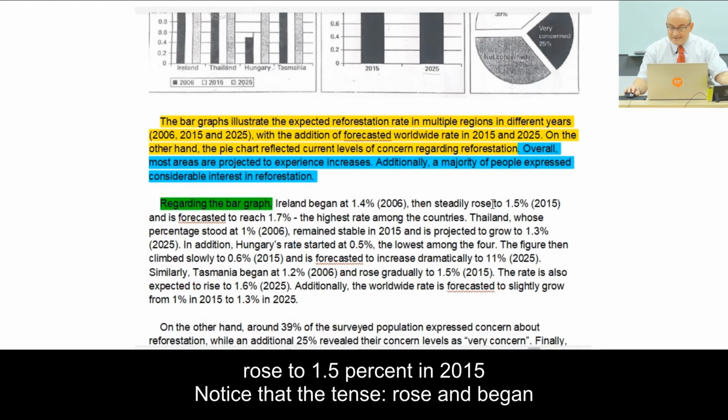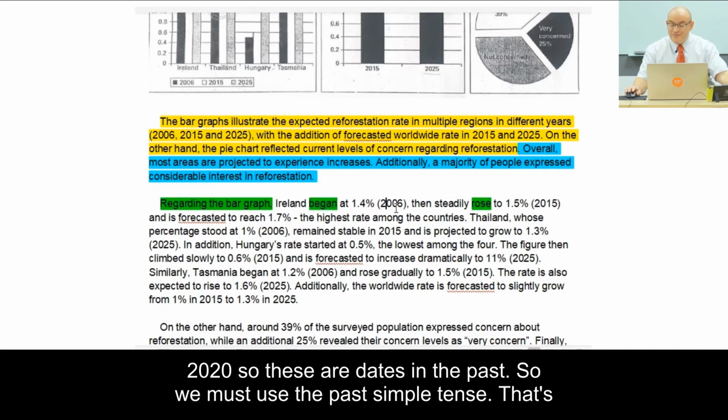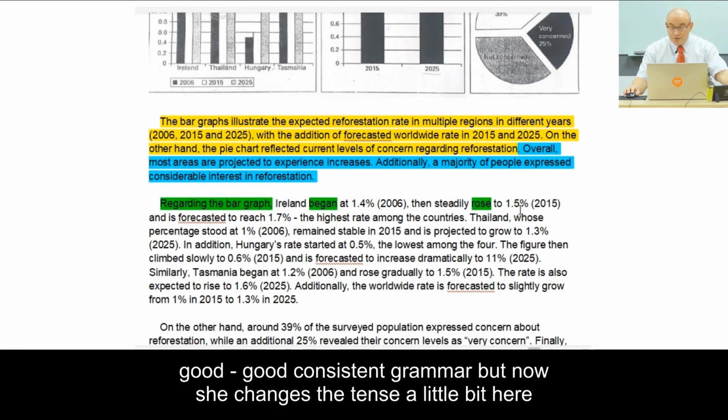Notice that the tense, rose and began, these are both past simple tense because it's 2006 and 2015. Now I'm speaking in 2020, so these are dates in the past. So we must use the past simple tense. That's good consistent grammar. But now she changes the tense a little bit here.